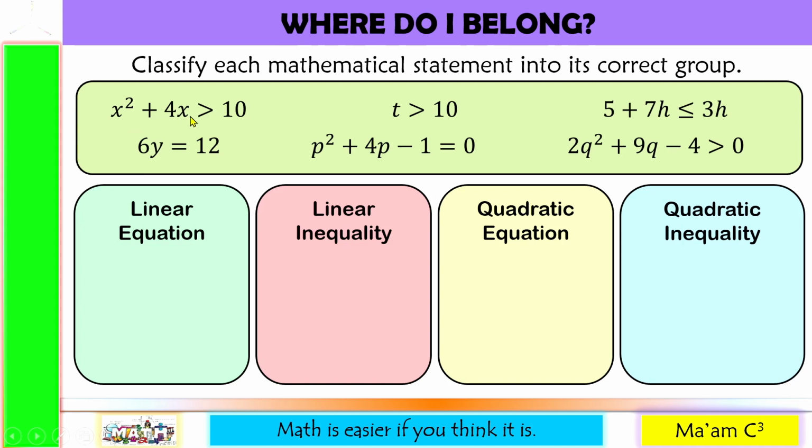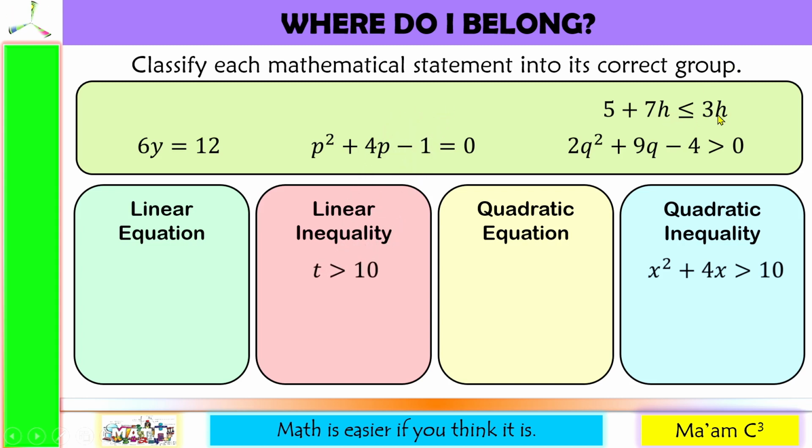The highest exponent of the variable is 2, so this is quadratic. And I have an inequality symbol, so this is quadratic inequality. The exponent of t here is the invisible 1, so this is linear. And I have an inequality symbol, so this is linear inequality.